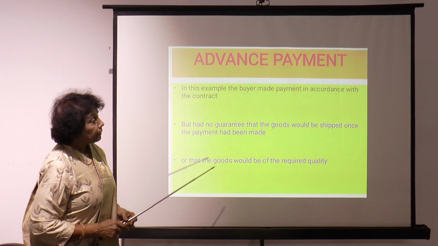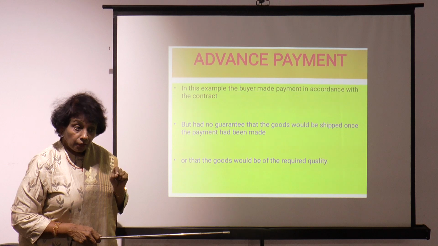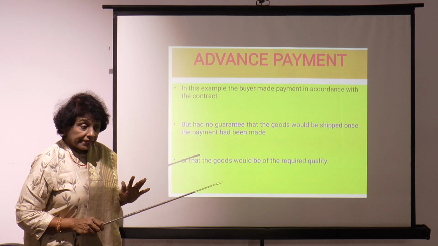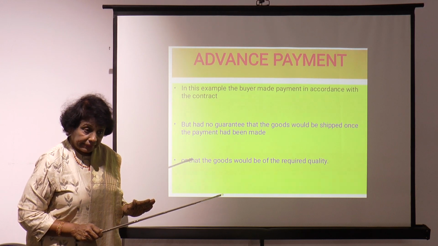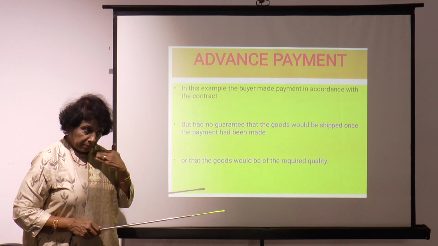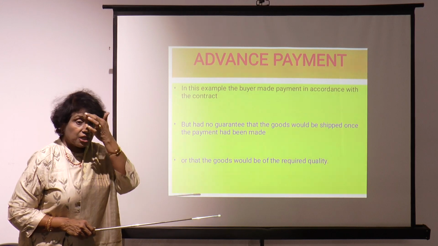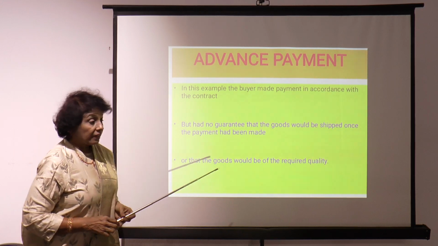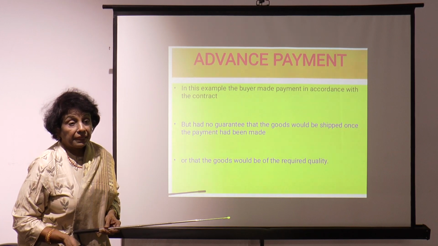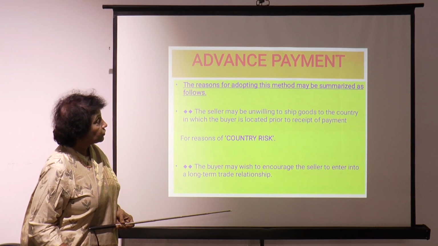In this example, the buyer made payment in accordance with the contract, but he had no guarantee that the goods would be shipped once the payment had been made. The payment has been made, but whether the goods would be shipped, there was no guarantee for the buyer, nor whether the goods would be of the required quality, because we do not know what type of goods would be sent by the seller. So there is no guarantee of the required goods.